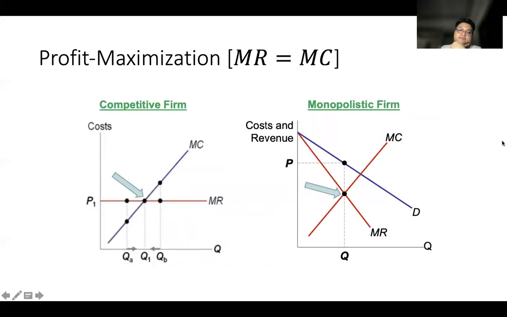Here's just a side-by-side comparison of a competitive firm and a monopolistic firm. It's still MR equals MC, but the monopolistic firm can raise the price here.